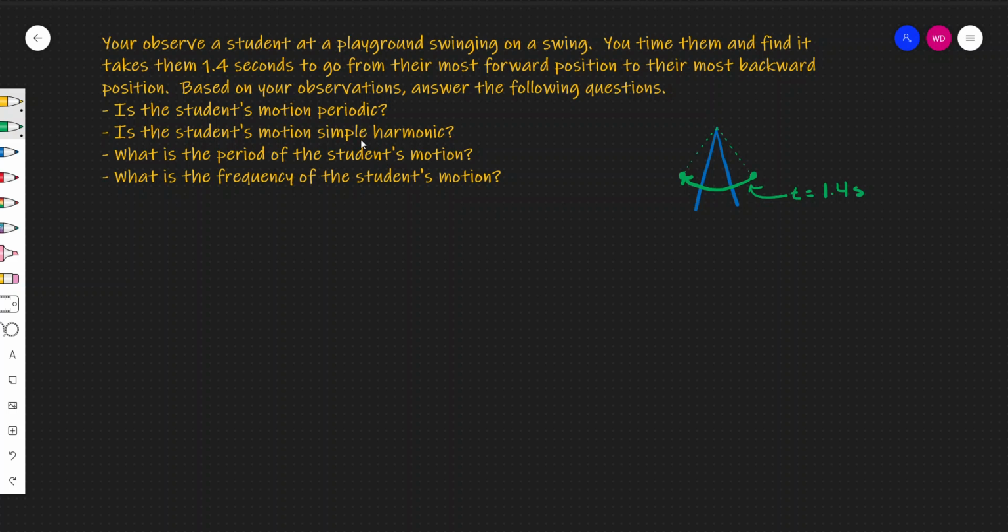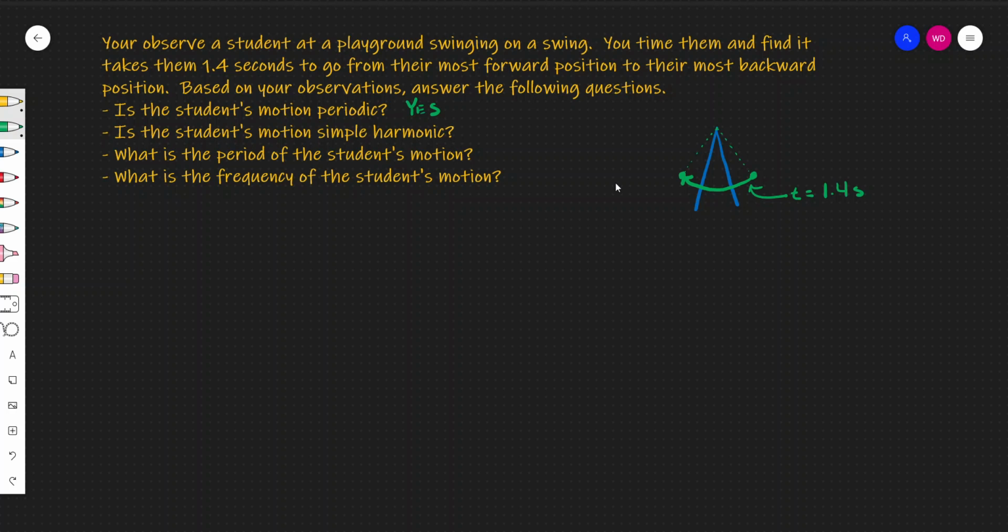So let's start with the first one. Is the student's motion periodic? Well, what is our definition of periodic motion? Periodic motion follows a repeating pattern. So would this student go back and forth, back and forth, back and forth? Yes, absolutely. So this is a periodic motion, so that would be yes, it is.